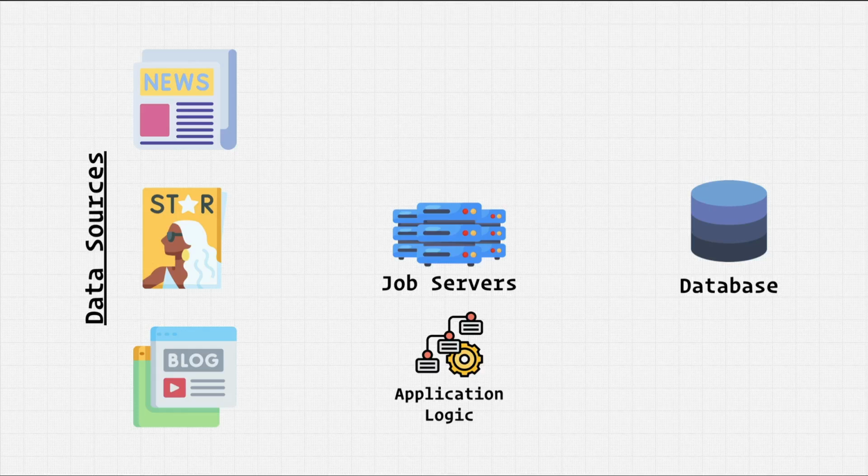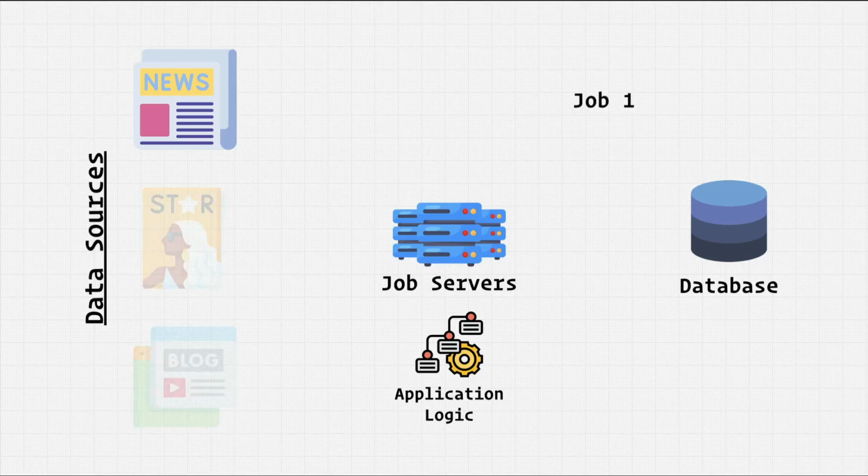Job queues are essentially a way for us to understand how these job servers know when to perform this job work. In order for us to understand that, in our specific example, I'm going to define a job as our job server reaching out to any single one of these data sources, fetching it, and then storing it in the database. So here we can see that going to our single news outlet is considered job 1. Our server requests from the news and then it updates the database.